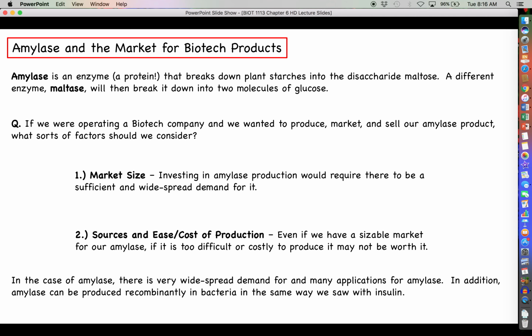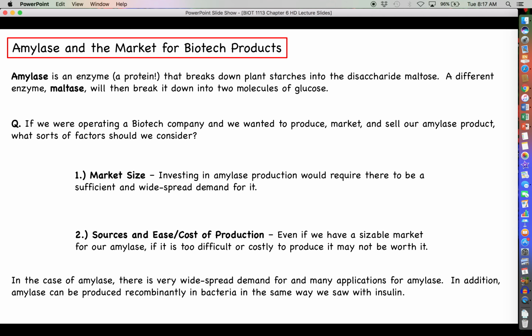So in this case of amylase, in reality, there is a very good widespread market for the enzyme. There are many different applications for the use of amylase. There are many different ways in which you can take advantage of an enzyme that breaks down starches. So you can look at the textbook for a few of those examples.